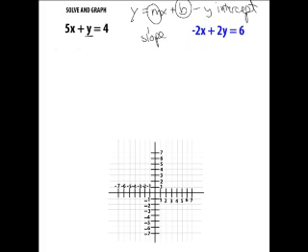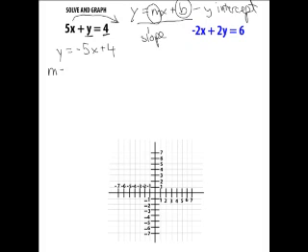The y is on the correct side, so it can stay there. But the 5x needs to come to the other side, so it looks like this. The 5x is a positive. It goes to the other side of the equal sign. It becomes a negative 5x plus 4. And again, it's a positive 4 because the 4 stays there. It's on the same side of the equal sign, so it doesn't change.